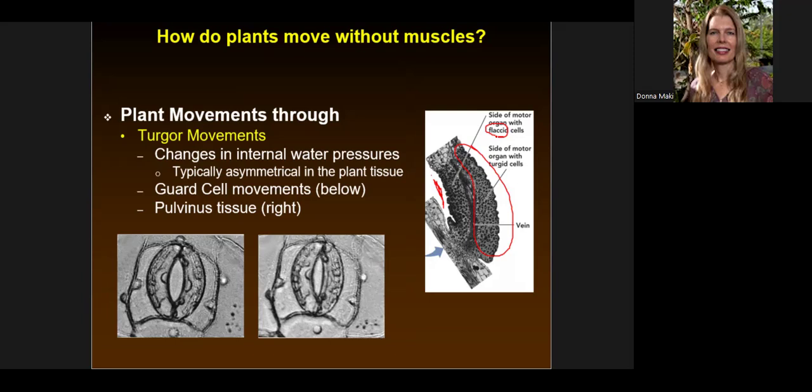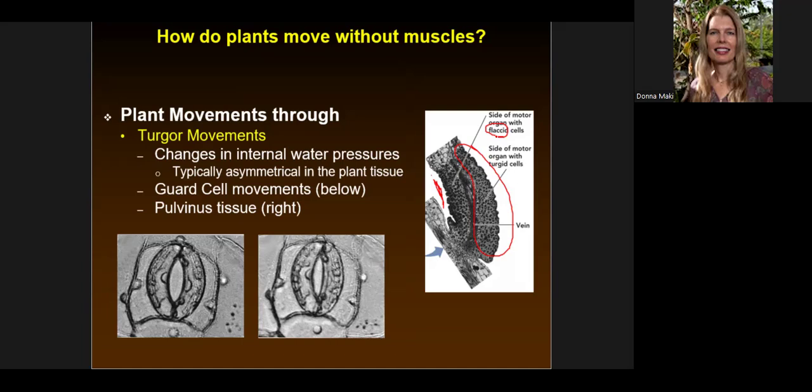So the guard cells, they both look, I guess this one's a little more closed, right? Yeah. So this one is more open. So these guard cells are more turgid than these guard cells. And it's pretty symmetrical here. This one is asymmetrical.